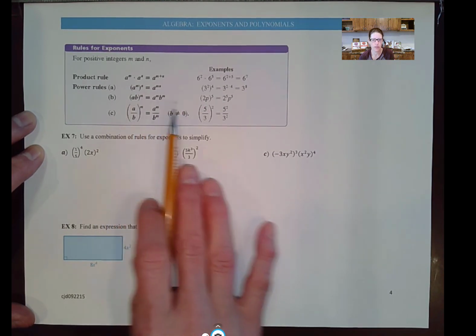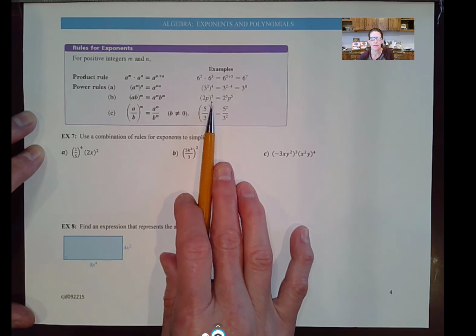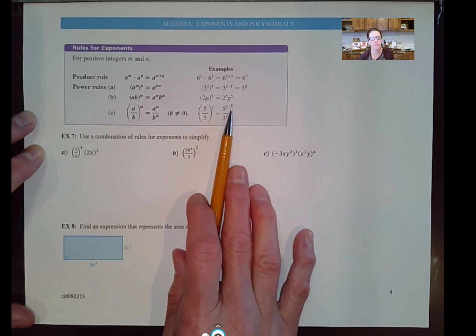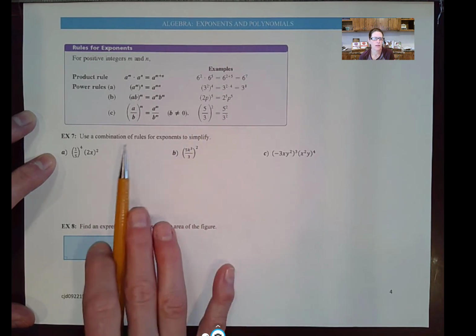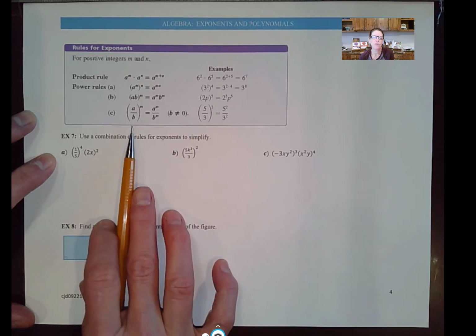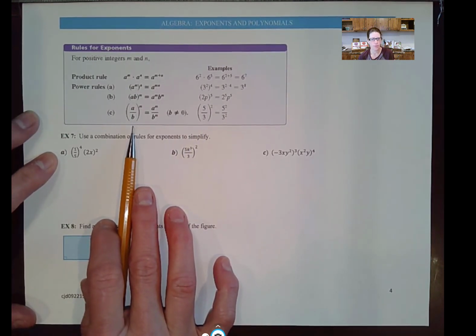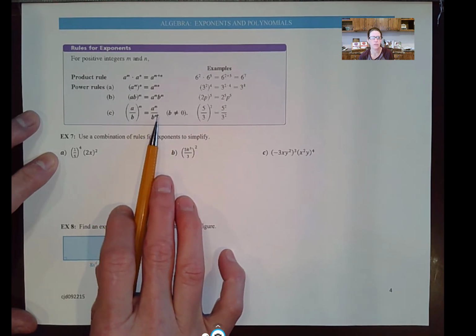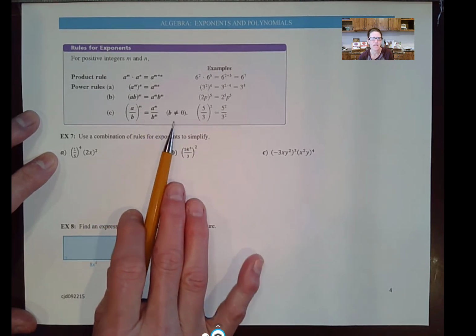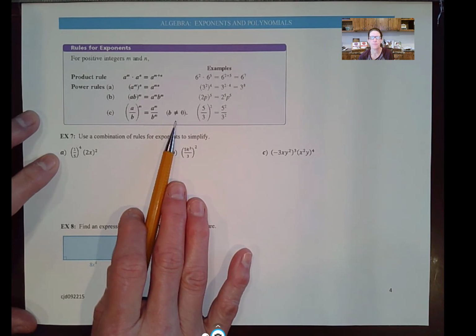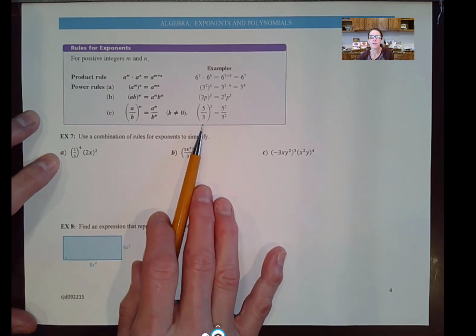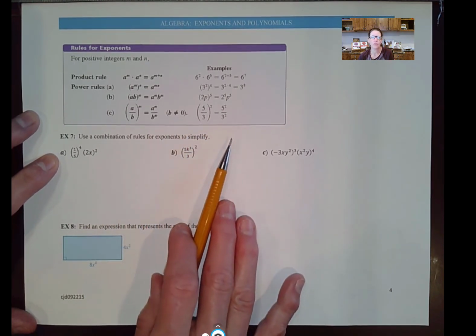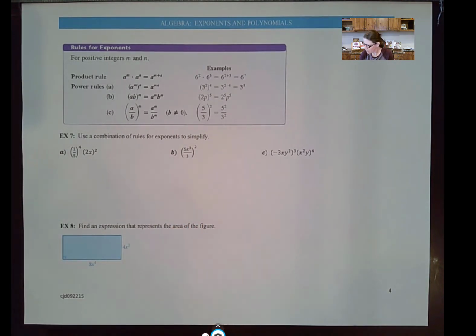Power rule part B, if we've got a product raised to a power, just apply that power to each factor. For example, 2p to the 5th. Well, that's 2 to the 5th times p to the 5th. And lastly, in part C, if we've got a quotient or a fraction raised to a power, we can apply that exponent to both the numerator and denominator, as long as the denominator is not 0. For example, 5/3 squared is 5 squared over 3 squared. So now in example 7, we're going to just apply a combination of these rules to simplify.